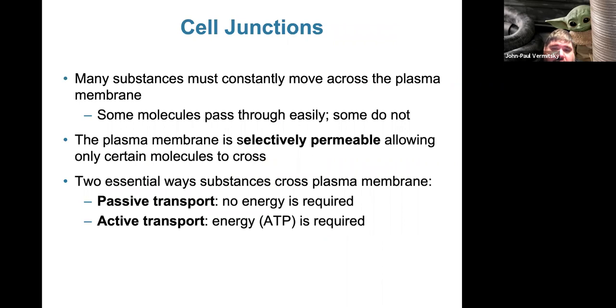Many substances constantly move across the plasma membrane. Some molecules pass through easily, some do not. The plasma membrane is selectively permeable, allowing only certain molecules to cross. You have two essential ways substances cross the plasma membrane: passive transport, where no energy is required, and active transport, where energy or ATP is required.